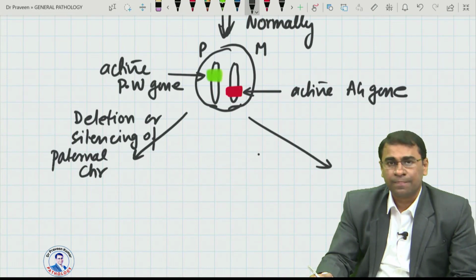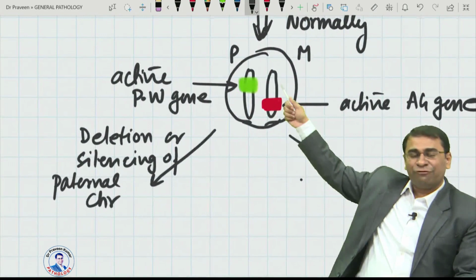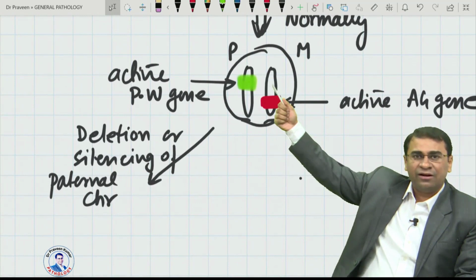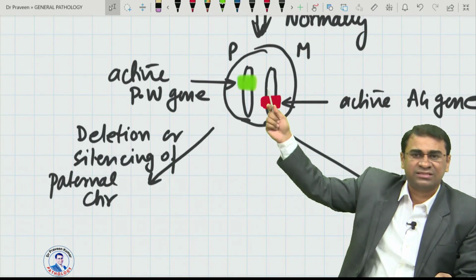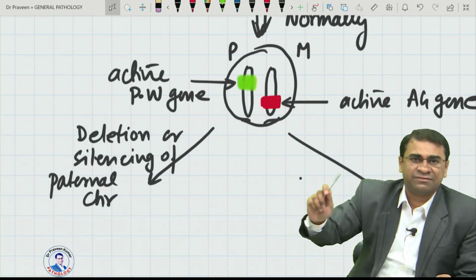So what will happen? You see this here. From the paternal chromosome, which gene was active? Praderwilli. The moment the paternal chromosome is silenced or deleted, this Praderwilli gene will not come to the generation. Whichever gene will not come to generation is the disease. For example, in this example, the Praderwilli gene will not come, and hence the patient will suffer from Praderwilli syndrome.